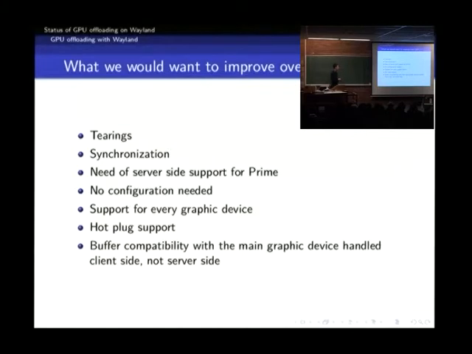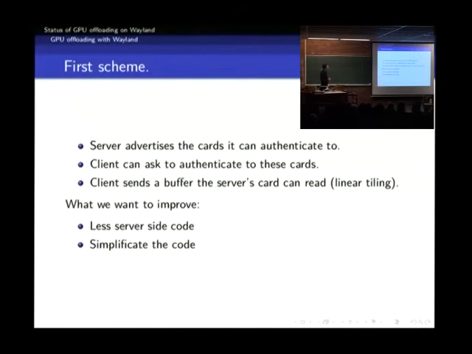So that makes sense. And we would like some sort of hot plug support, and that's all. So the very first scheme that came to mind, which is not very good, is that the server will be the DRM master of all the cards and will advertise all of them. I can authenticate to them, okay? And the client will see, oh, I have all these sets of buffers of a device I can use. I will choose one. And then the client will send a buffer the compositor can read with no tiling.